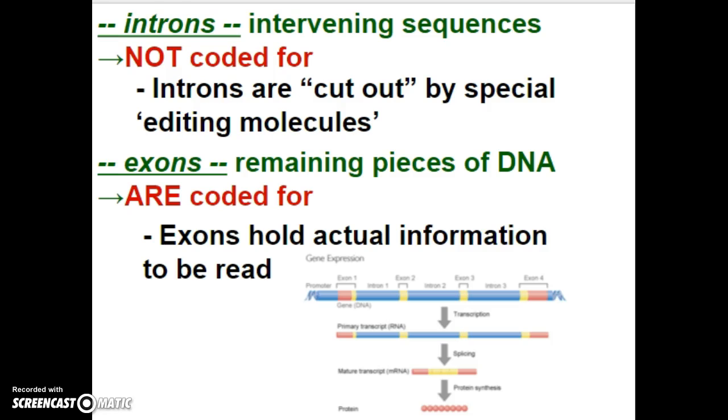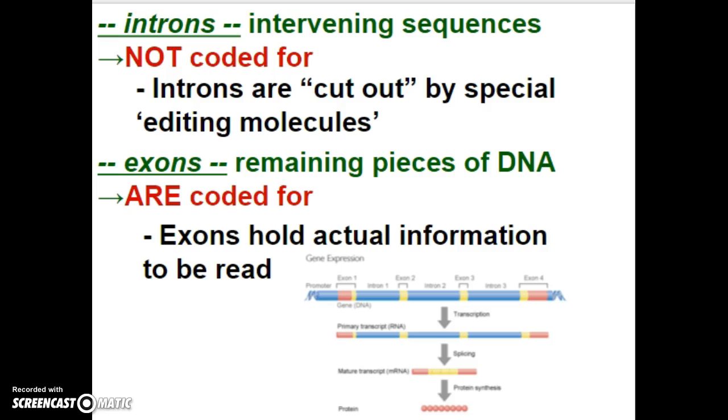There are two types of areas on the DNA molecule. The introns are what we call intervening sequences. They are not coded for. Introns are commonly called junk DNA, although really there is no DNA that is junk. You do need this DNA because it does need to be cut out, which sounds strange. But if a mistake was made in the DNA copying process and that mistake is in an intron, it's not going to make any difference to the organism because those are literally cut out.